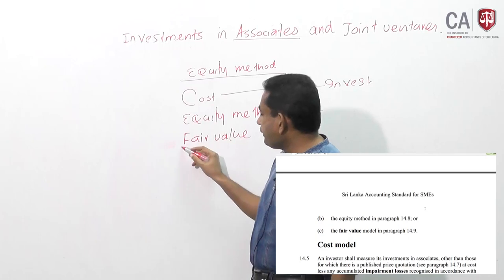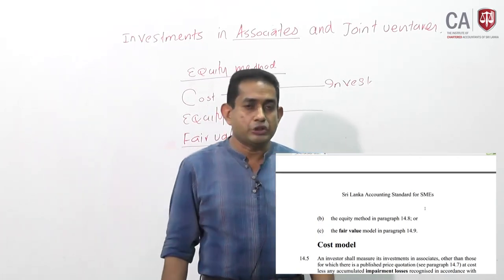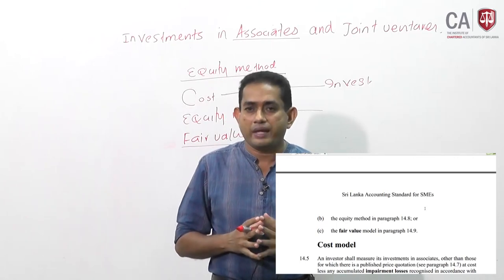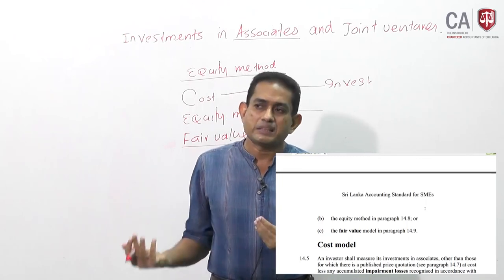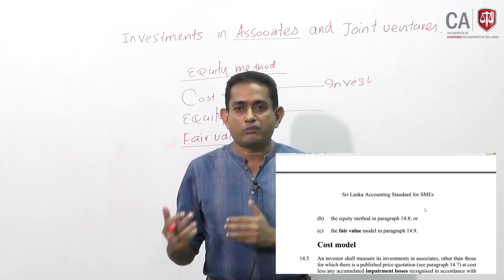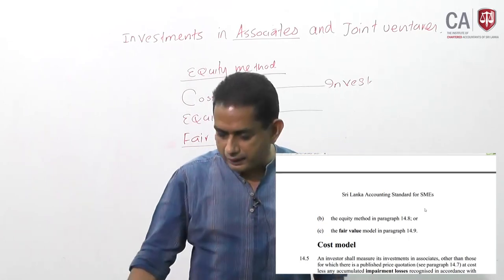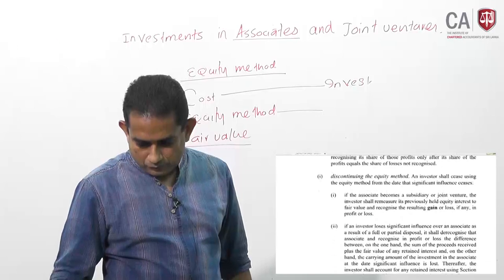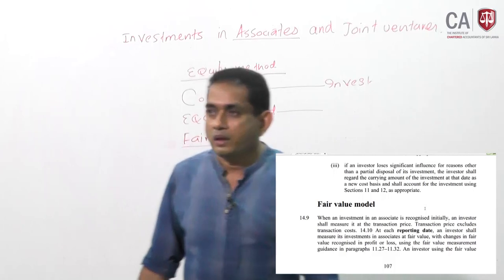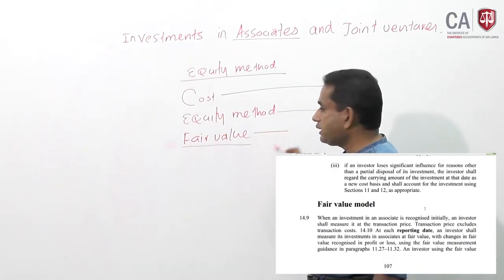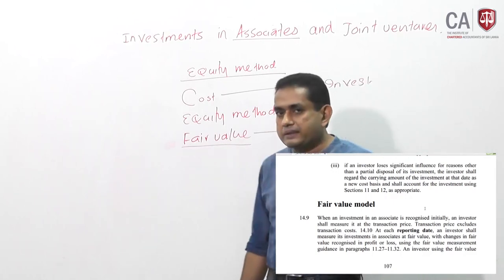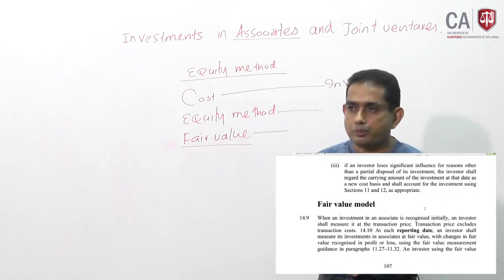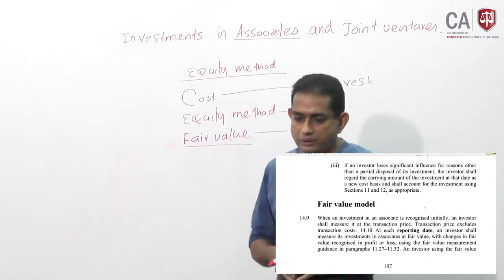And the fair value model basically has connectivity with financial instruments, and if you recognize it under the fair value model, it's like recognizing it under the fair value through OCI category. I mean, it's a financial asset. Initial measurement is the transaction price. Subsequent measurement will be fair value. Since under the fair value model, fair value changes should be recognized in profit and loss. It's like you recognizing it as a financial instrument, and we had the same accounting for financial instruments under SLFRS for SME.